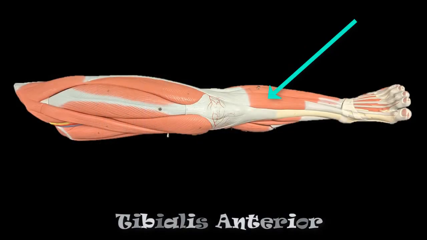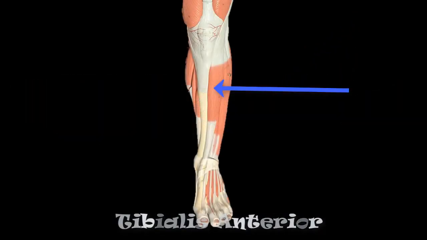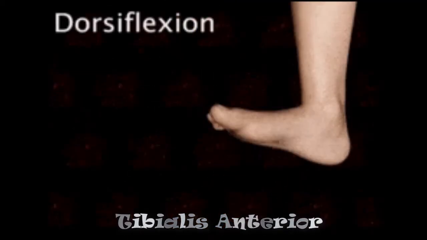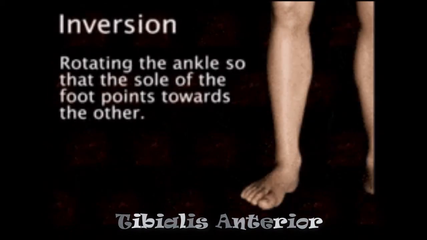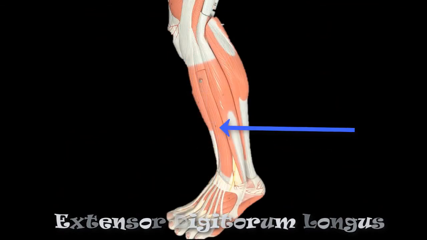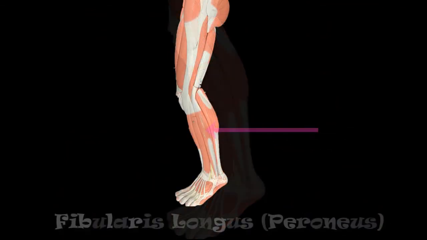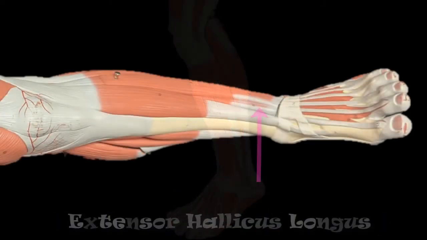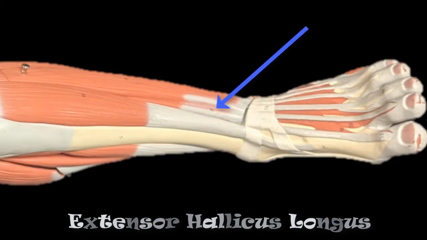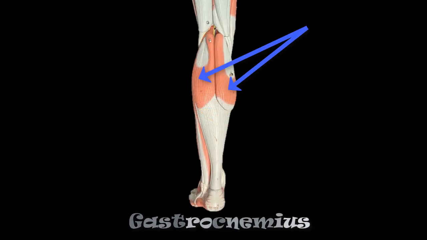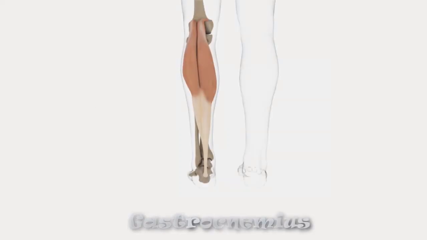The tibialis anterior. This muscle performs dorsiflexion and inversion of the foot at the ankle joint. The extensor digitorum longus. The fibularis longus or peroneus muscle. The extensor hallucis longus. The gastrocnemius muscle. Its action is flexion of the leg at the knee joint.